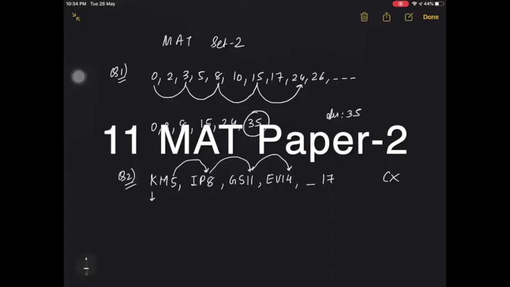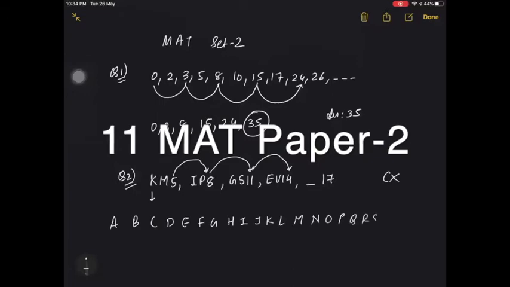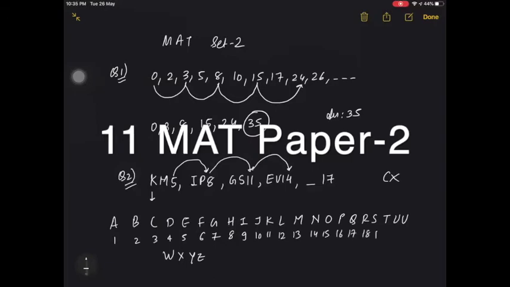So let's give these numbers. A, B, C, D, E, F, I, J, K, L, M, N, O, P, Q, R, S, T, U, V, W, X, Y, Z. If we write them all once, 1, 2, 3, 4, 5, 6, 7, 10, 11, 12, 13, 14, 15, 17, 18, 19, 20, 21, 22, 23, 24, 25 and 26.